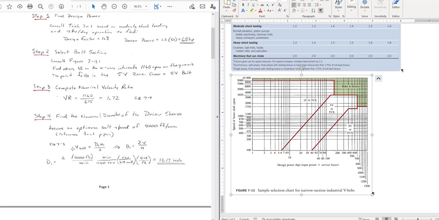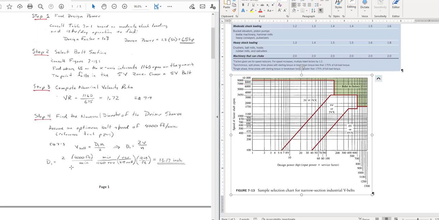Okay, so we do that. We'll go over to equation 7.3, which relates the diameters of the sheaves, these are actually the pitch diameters of the sheaves, to the velocity of the belt. And we solve that for diameter 1, which is the diameter of the smaller sheave, and we get 2v divided by n, which is the speed.